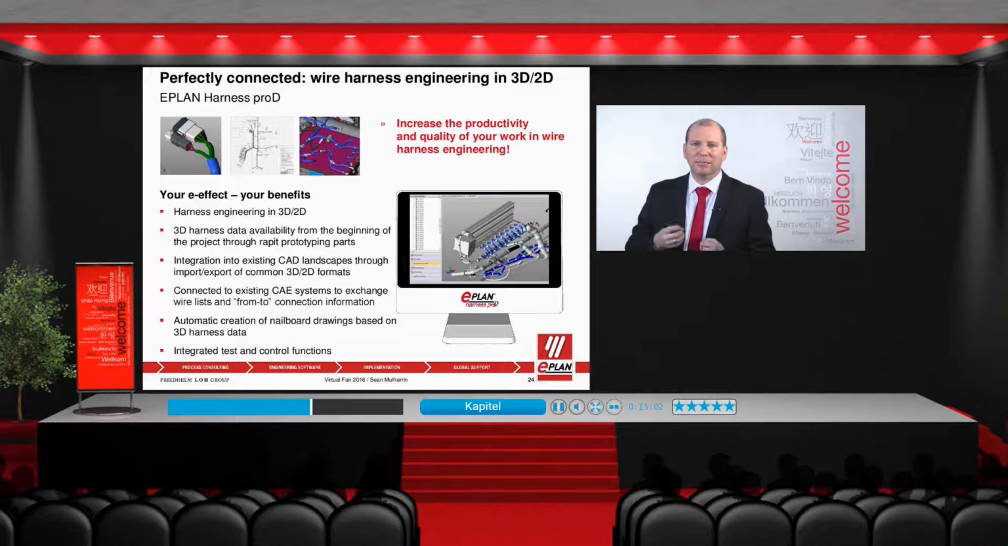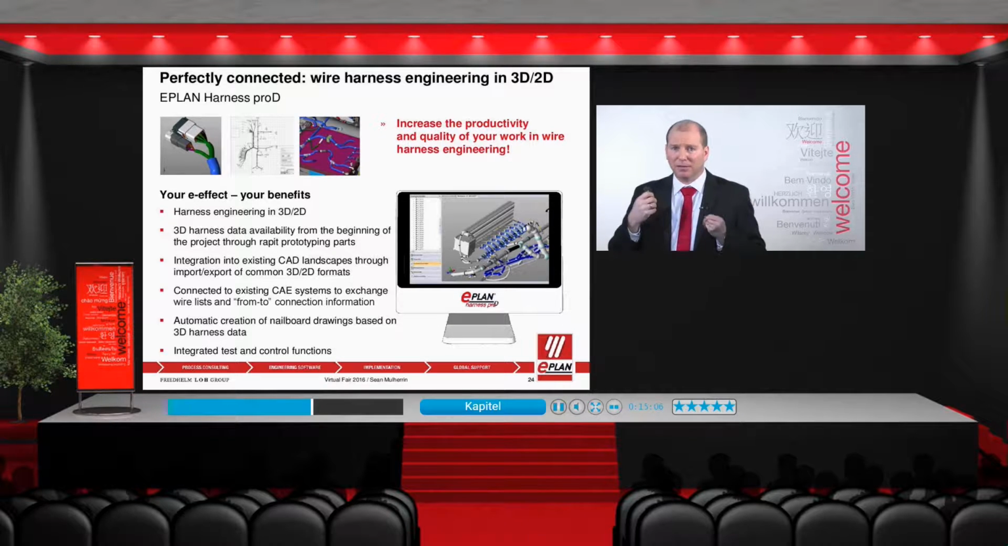So the harness can be done either in 3D or in 2D. You have the 3D data right from the start. You can integrate the existing CAD drawings into Harness, so you don't have to have a specific file format. You can use your existing SolidWorks model, CATIA models, Unigraphics models. You can bring them in directly into Harness, and using the EPLAN schematics, you can lay out your wiring around it.